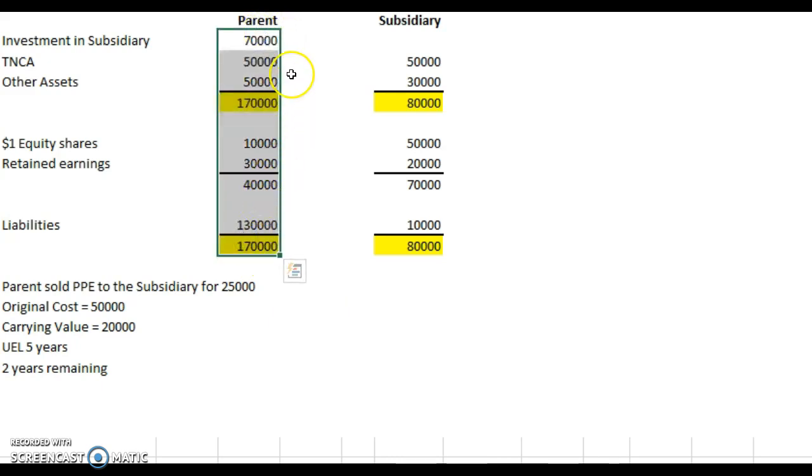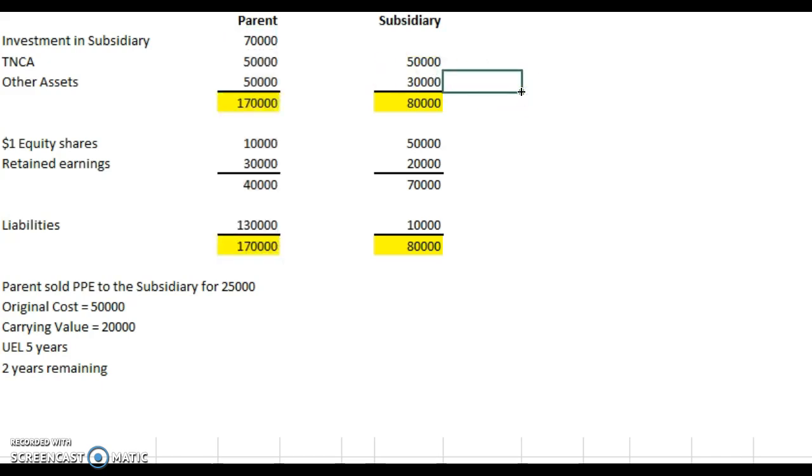But when we come to consolidate, we're going to have to remove that $5,000 profit. Can't really make a profit from yourself. We've come across this before, and it's the same issue again. In addition, when we're transferring PPE or depreciable assets, we have to consider the depreciation problem. And the problem is this.